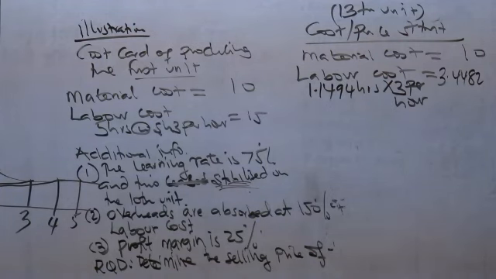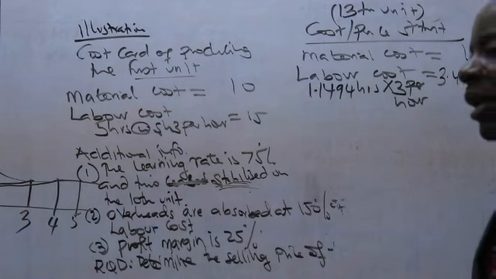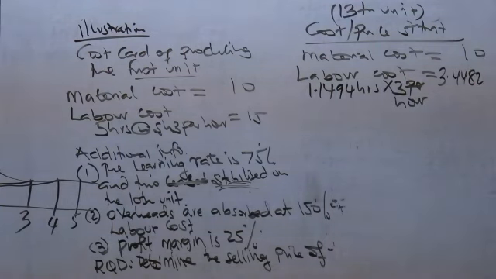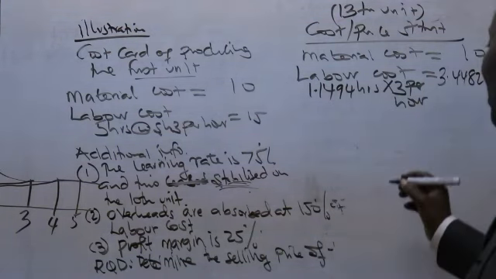So labor cost is 3.4482. Is there any other cost that you think we should put here? Apart from material cost and labor, any cost? When you're pricing, don't leave out any cost. Overheads, thank you very much.